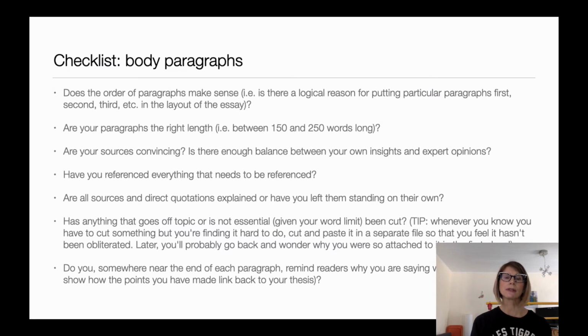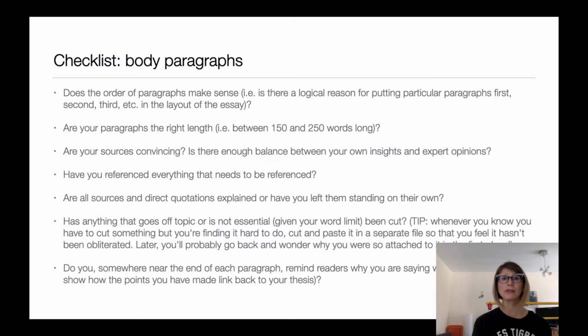Think about your sources too. Are your sources convincing? Are they helping to prove the point that you're trying to get across? And is there enough balance between your own insights, which don't use "I," by the way, but which are critical analyses? Is there enough balance between those and the expert opinions that you're employing? Have you referenced everything that needs to be referenced? So where an idea is not your own, is that clear to the reader? It should be.